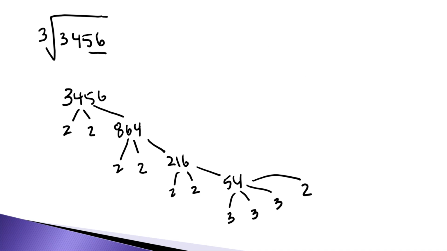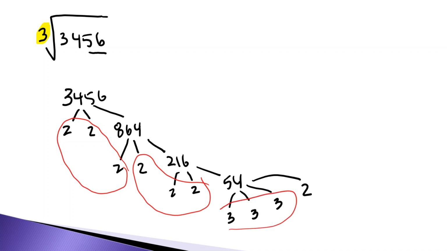Okay. So the next thing, we're looking at the cube root. So I'm going to circle groups of 3. Here's a group of 3. Here's a group of 3. And here's a group of 3. Each of these groups comes out of the radical. So I have a 2 for the first group of 3, another 2 for the second group of 3, and a 3 for the third group of 3. I only have a 2 left over. Because it's not a group of 3, it stays inside.